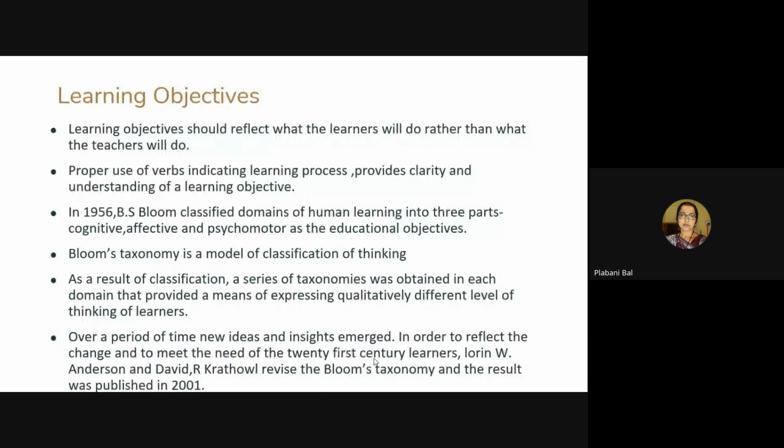The proper use of verbs indicating the learning process provides clarity and understanding of a learning objective. We all know about the verbs, and there is a common name for this, Bloom's taxonomy. When we talk about objectives, Bloom's taxonomy is there. In 1956, B.S. Bloom classified the domains of human learning into three parts: cognitive, affective, and psychomotor, as the educational objectives. Bloom's taxonomy is a model of classification of thinking.